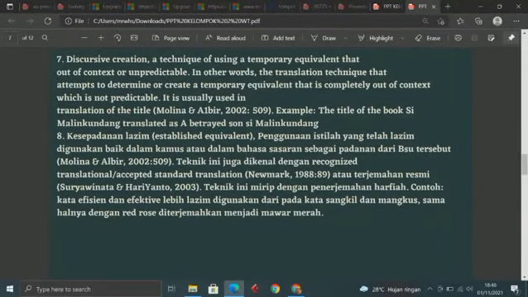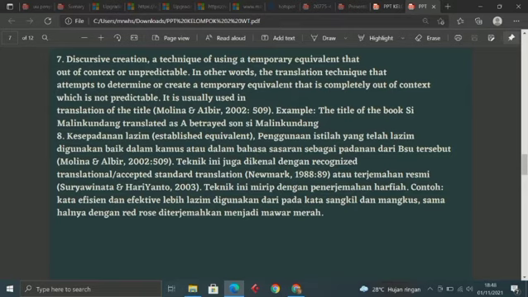Discursive creation, a technique of using a temporary equivalent that out of context is unpredictable. In other words, the translation technique that attempts to determine or create a temporary equivalent that is completely out of context, which is not predictable. It is usually used in translation of titles, Molina and Albir, 2002, 509. Example, the title of the book, Si Malin Kundang, translated as A Betrayed Son Si Malin Kundang.